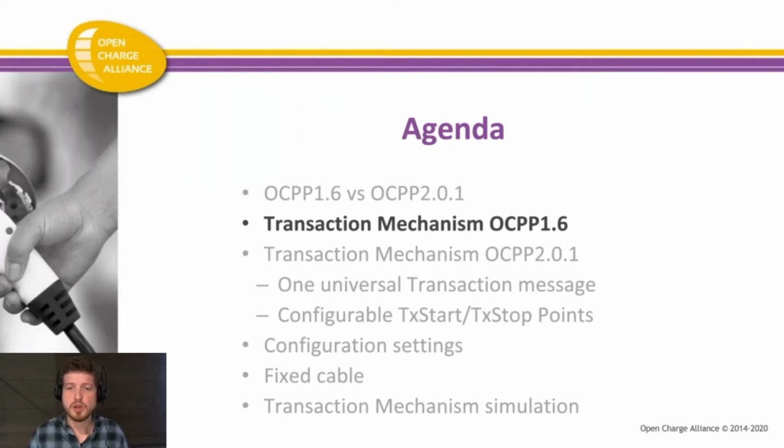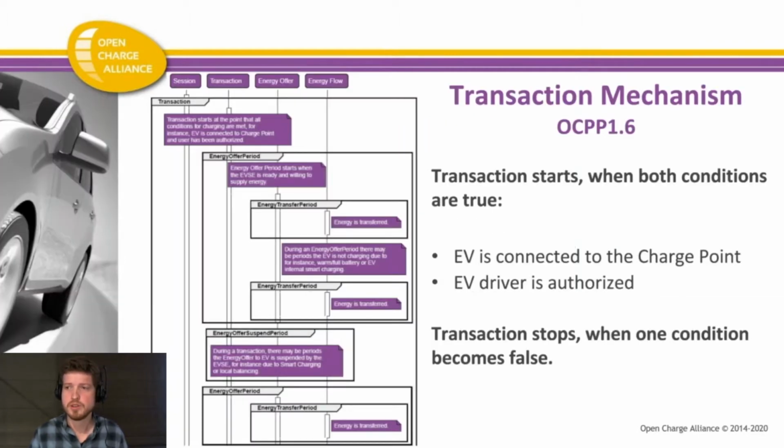This last part is also what we've done for the OCPP 2.0 transaction mechanism. But first I want to go over the transaction mechanism of OCPP 1.6. This is to give a bit of a reference before I start talking about what we've done with 2.0.1. And this is the transaction mechanism of OCPP 1.6.